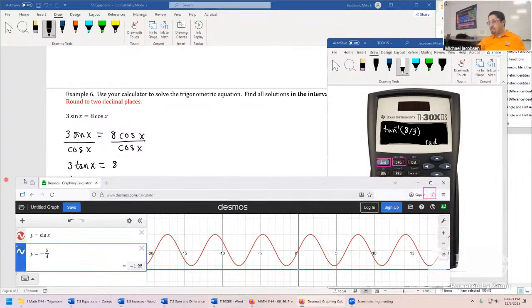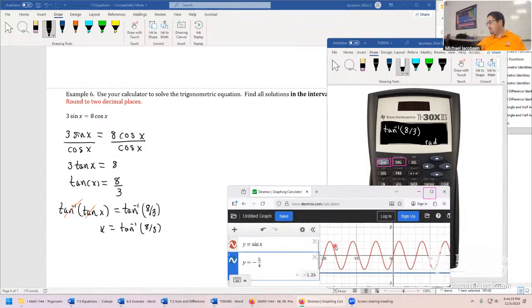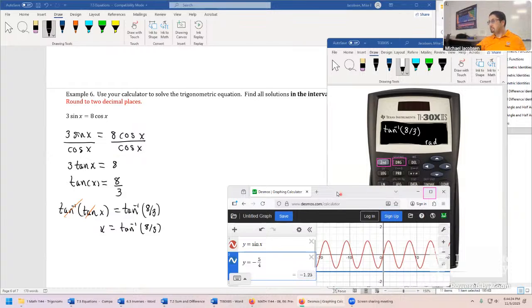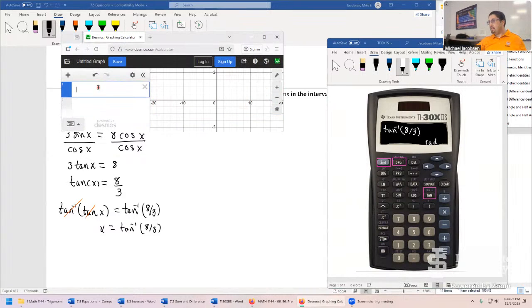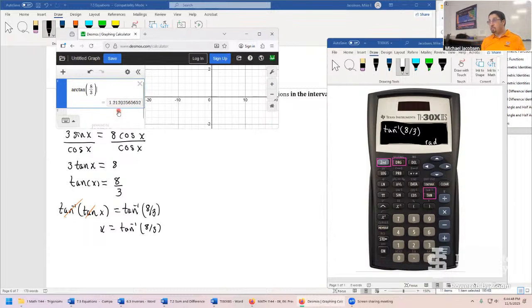Here's what it would look like in Desmos. Let's clean this up a little bit. Desmos doesn't have a tangent inverse. It has an arctangent, is the function that they printed as. I mean, that is tangent inverse. We put in 8/3. And this is the angle in radian measurement that we're expecting. To 2 decimal places, as it says to rounding, the solution x is 1.21 radians.